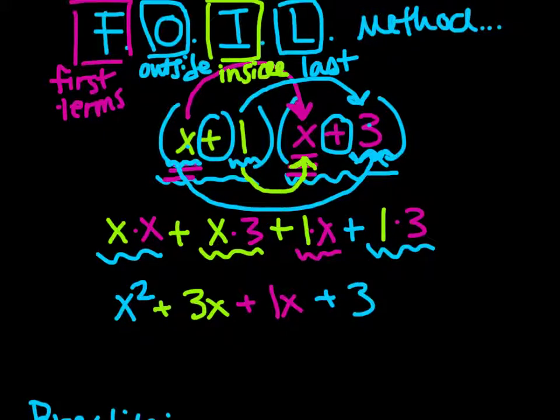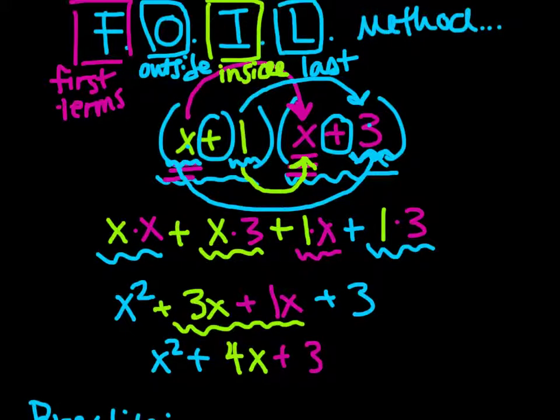So the last little step we need to take is we need to say 3x plus 1x gets me 4x. So I'm now simplifying my like terms. And I get x squared plus 4x plus 3. So this FOIL method can be incredibly helpful with various problems. Now we're going to go through the same method with 2 more problems to practice it.